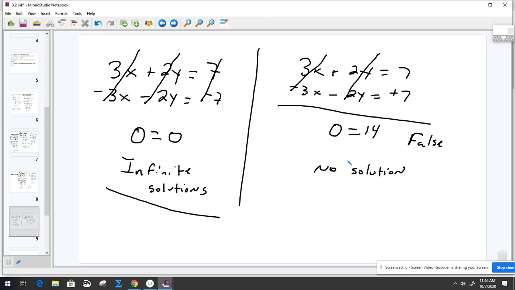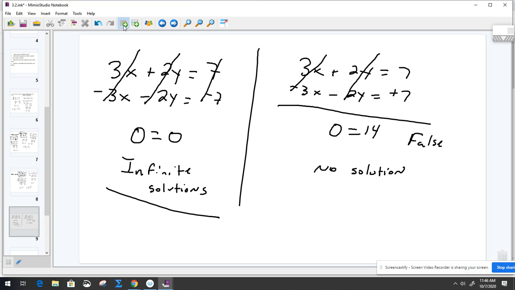Okay, so if I'm going through the process of solving them, it's potential for me to get infinite solutions. That's when both variables cancel and I'm left with a true statement. It's possible for me to get no solution. That's when both variables cancel, but I'm left with a false statement, and I could get one solution like we did in the first two examples.